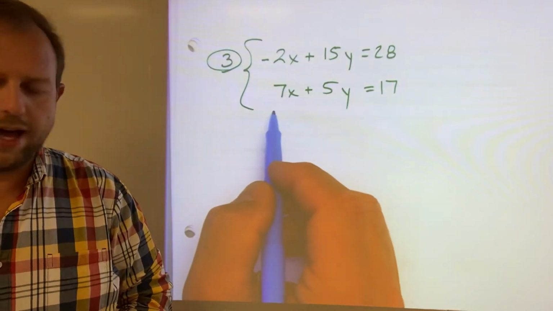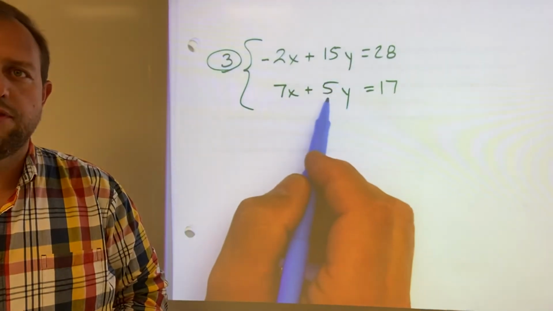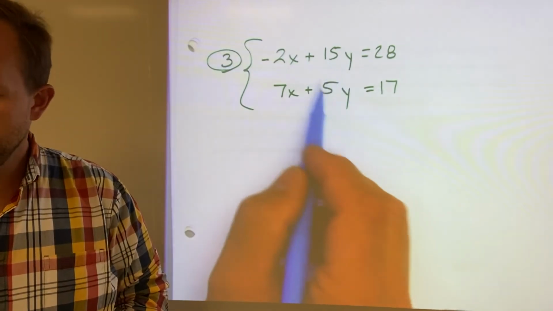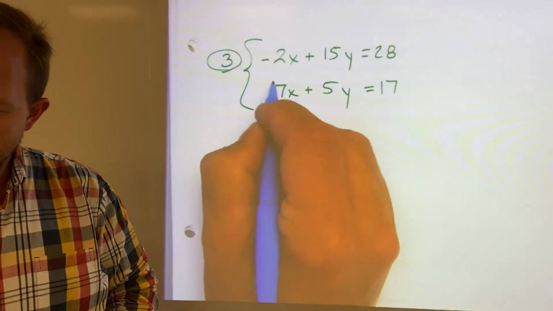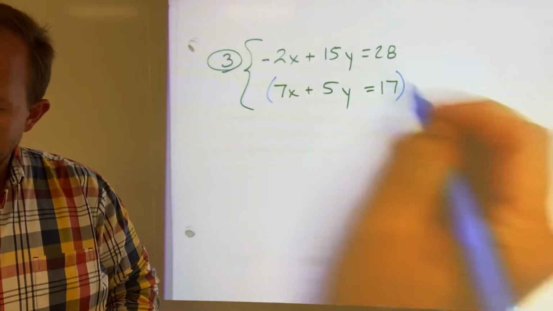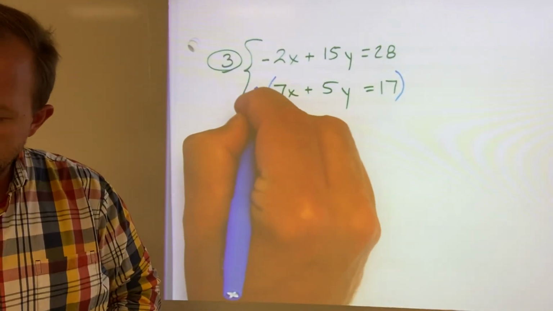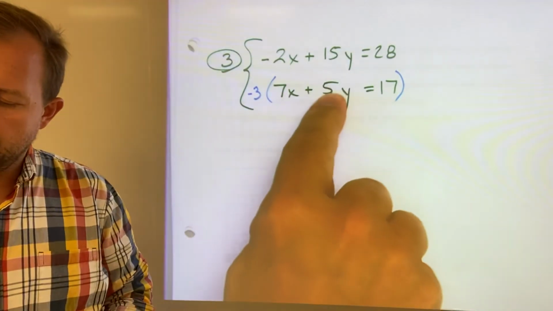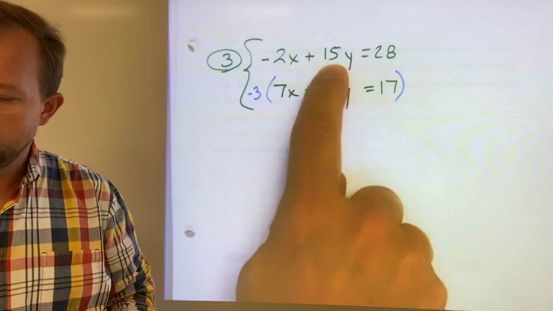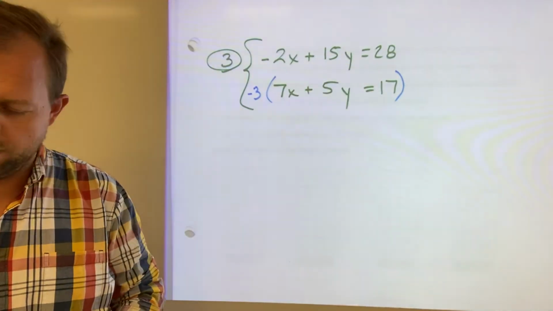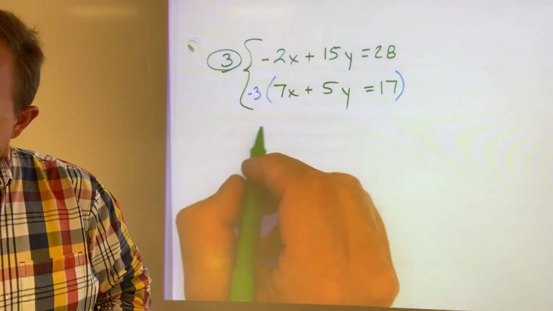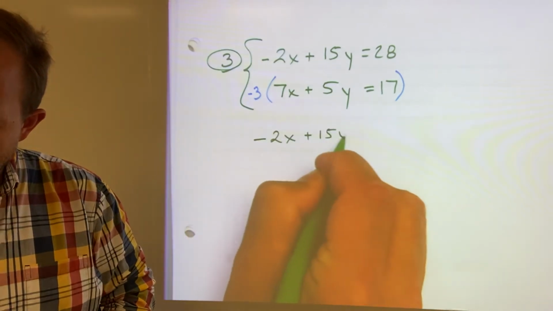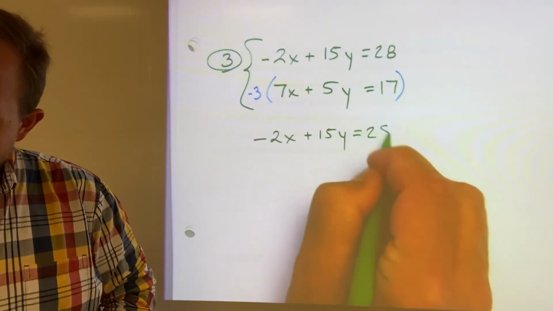But we can look for patterns. 15 and 5, we know 5 times 3 will give us 15. And we need them to have opposite signs, so we can take the second equation and multiply the whole thing by negative 3. That will give us a negative 15y, which is the opposite of the positive 15y. So the first equation I'm just going to rewrite. Negative 2x plus 15y equals 28.